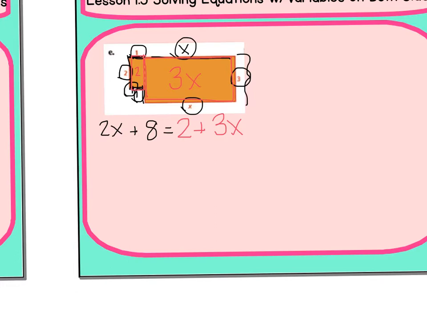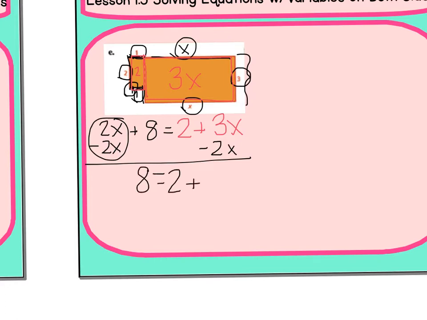So I'm going to move these 2 x's to the other side by subtracting 2 x's. And the only place I can take away those x's are where we also have x's. So I'm going to take the 2 x's from the 3 x's. So I'm left with 8 equals, I still have this 2, plus 3x minus 2x is 1x, or just x. Now we look at our x and we notice that it's connected to that plus 2, so we want to get it by itself. So we're going to subtract 2 from both sides, which leaves us with 6 equaling x.